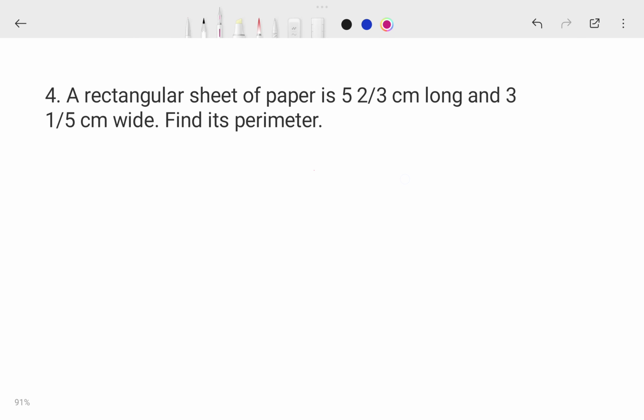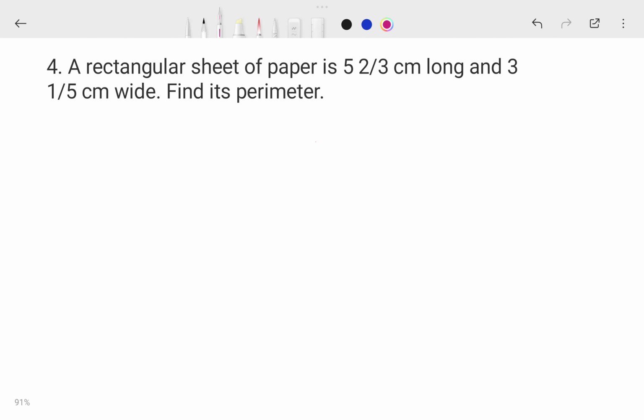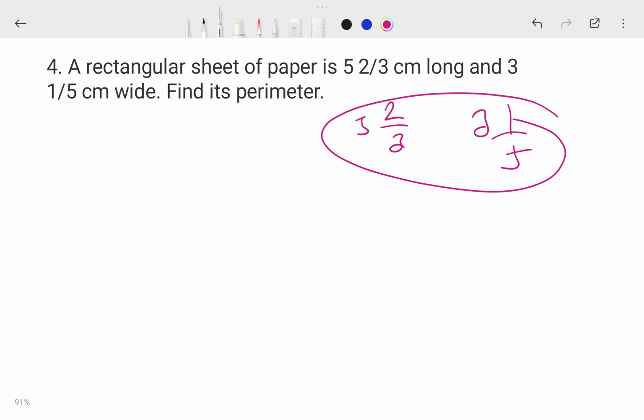So let's see question number 4. Actually, the 4th question is a very interesting question. So you have to see it in your textbook. In your textbook it is written like this: 5 2 by 3, and this is written like that: 3 1 by 5. You can see in your textbook also, dear. If you have doubt, you can look at your textbook.